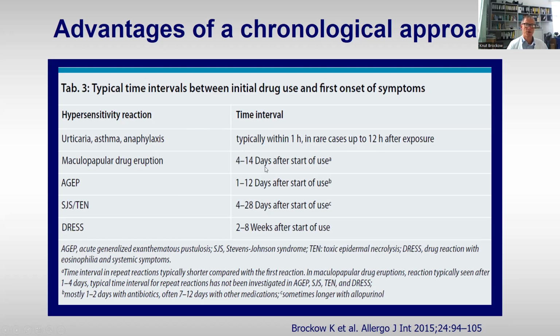Maculopapular drug eruptions occur 4 to 14 days after start of the use. AGEP can be very fast for aminopenicillins. For other drugs, it's similar to maculopapular drug eruptions. Stevens-Johnson and toxic epidermal necrolysis have a little bit longer time window than a common maculopapular drug eruption, and DRESS has the longest time window for starting of the reaction, like for anti-epileptic drugs.